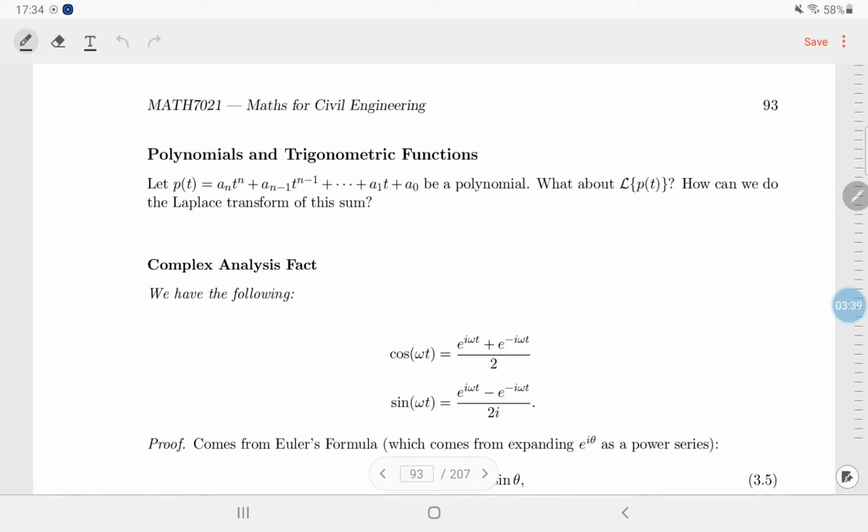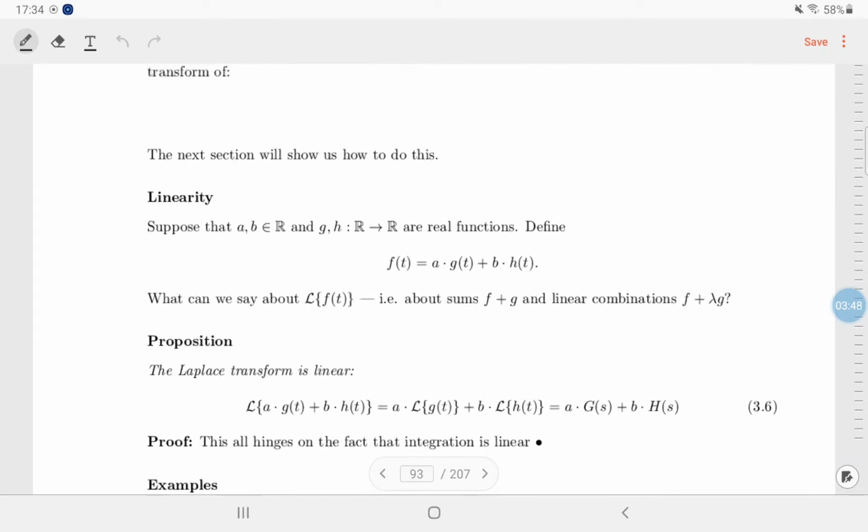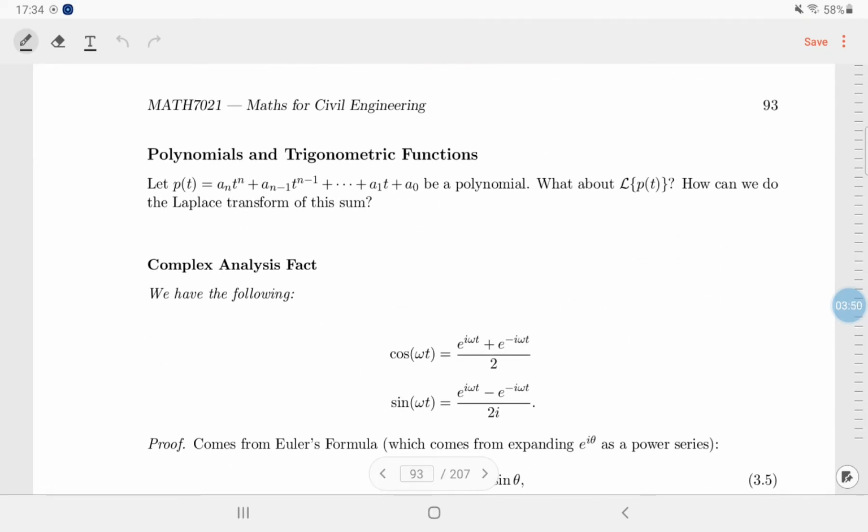What about polynomials and stuff like this? If you've got a sum of terms, how can you do it? I'll show one of them here. Suppose for example you want to find the Laplace transform of, let's say for argument's sake, t squared plus e to the minus 3t. Suppose that's what you want to find. That's something that you can evaluate at s.